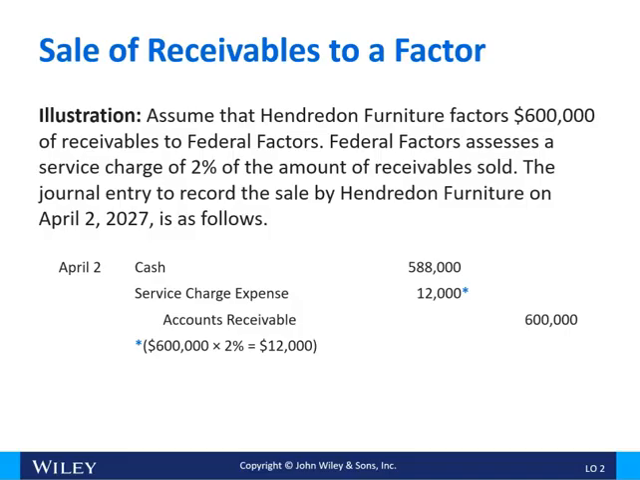the fee they're charging us. So our accounts receivable, the amount we're selling, is 600,000, so we're going to credit accounts receivable for that full 600,000. The customers no longer owe us that money. They're going to owe Federal Factors that money instead of us. The cash we received is reduced by the service charge that we pay to Federal Factors. In this case, it's a simple 2%, so 600,000 times 2% is $12,000. The cash we receive, we debit, the $588,000.